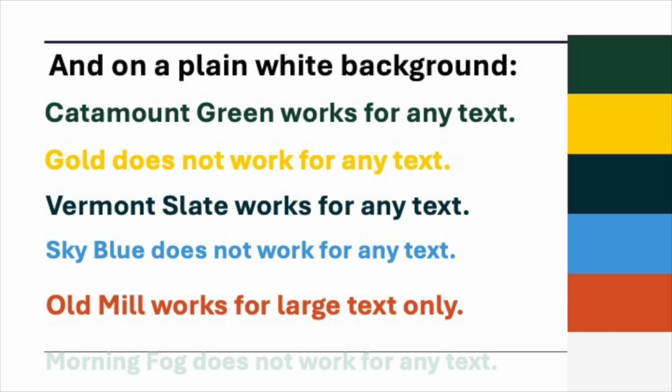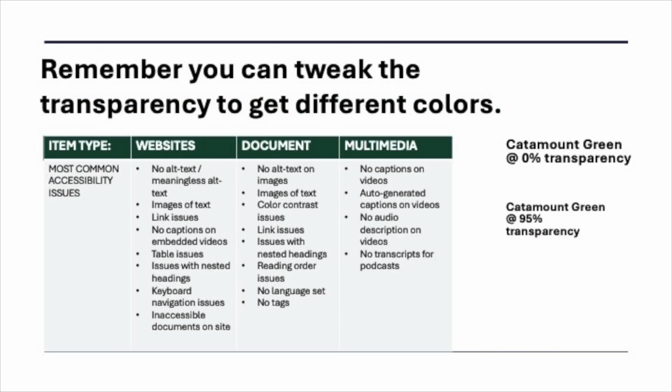But on a plain white background, Catamount Green works for any size text, as does Vermont Slate. And then Morning Fog and Sky Blue do not work for any size text, and Gold does not work for any size text. So Old Mill works for large text only, that orange there sneaking in on the plain white background. You do not have to memorize this in the least, but you should have the color contrast analyzer at the ready as you design so that you can measure what's going on with your designs.